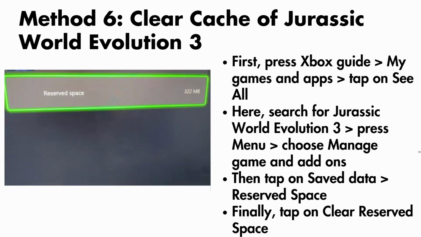For that, press Xbox guide. Now click on my games and apps, then tap on see all. Here search for Jurassic World Evolution 3 game, then press menu. Now select manage game and add-ons. After that, click on save data, then click on reserved space. Finally, tap on clear reserved space.